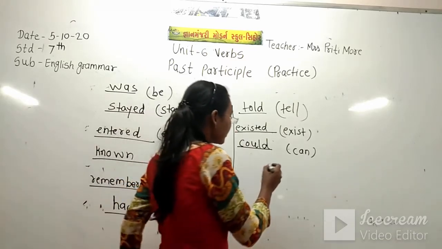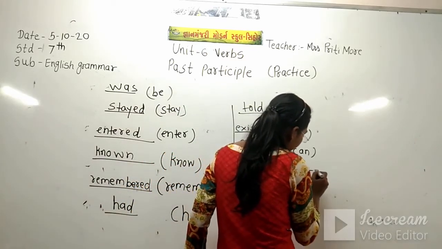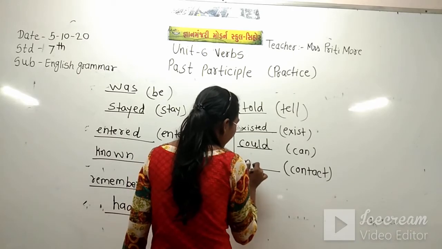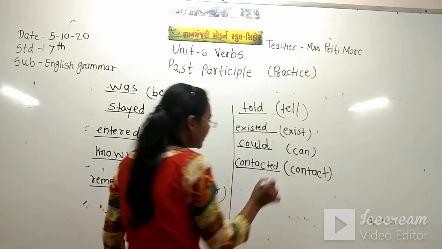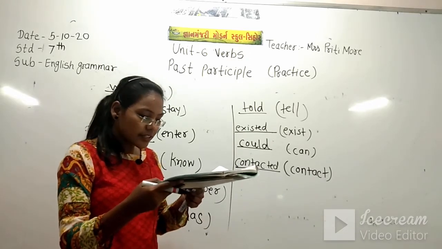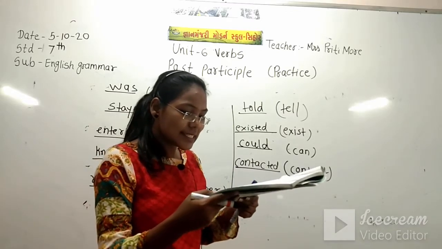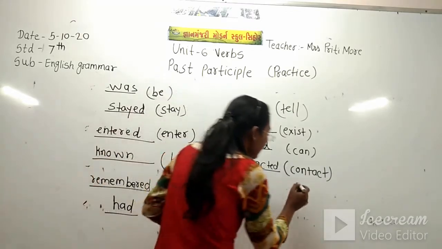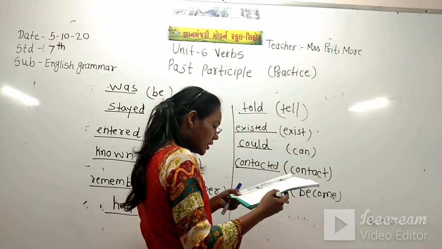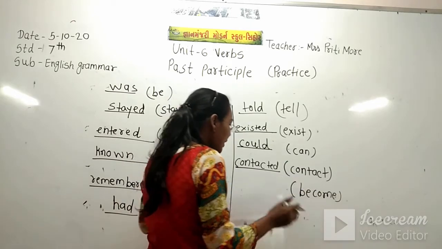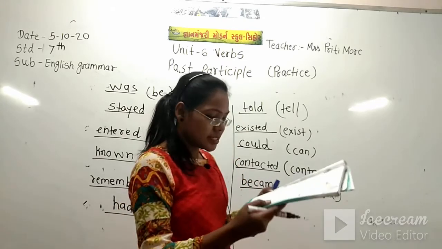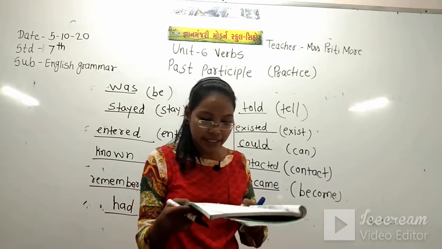Now the contact is there in the bracket. So what will come at the blank space? Contacted, ed. As she contacted the flight service to check the weather, and the weather steadily, again become is there in the bracket. Steadily the weather steadily became. Steadily became more and more erratic.